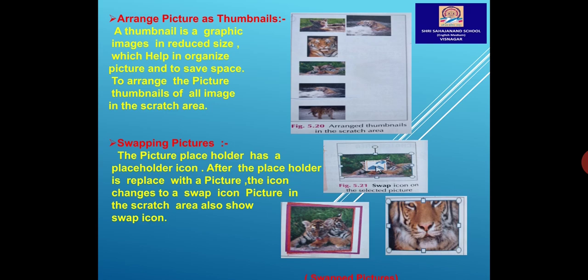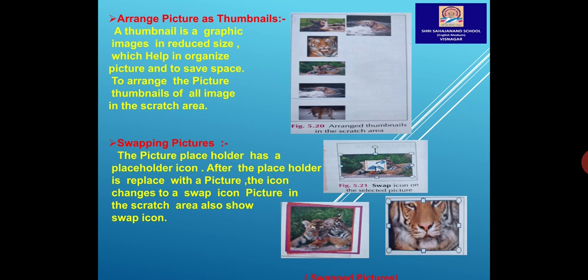Now next one is swapping pictures. The picture placeholder has a placeholder icon. After the placeholder is replaced with the picture, the icon changes to a swap icon. See the figure number 5.21. Pictures in the scratch area also show a swap icon. You can drag the swap icon to swap a picture, or press and hold or right-click the swap icon to display the shortcut menu with more options.